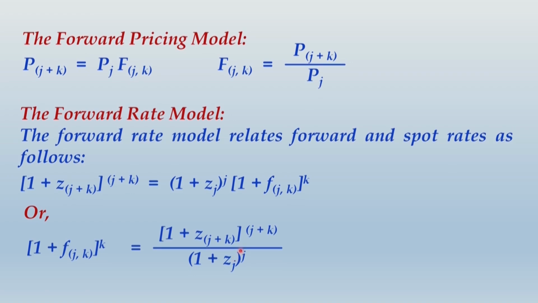For example, if j is 1 year and k is 2 years, then this will be f1,2. So (1 + f1,2) raised to 2 multiplied by (1 + z1) raised to 1 would actually give you (1 + z3) raised to 3. So (1 + z3) raised to 3 is (1 + z1) raised to 1 into (1 + f1,2) raised to 2. You can again check with your calculations made earlier in the content what we have discussed.